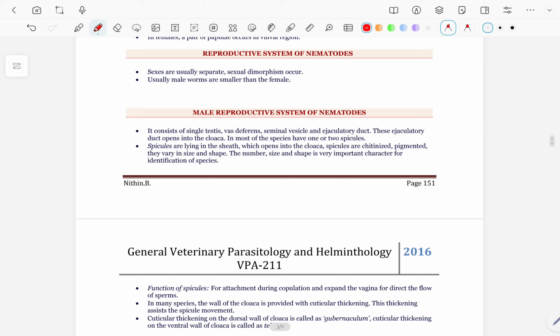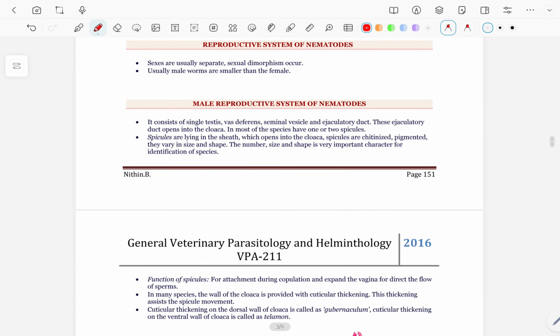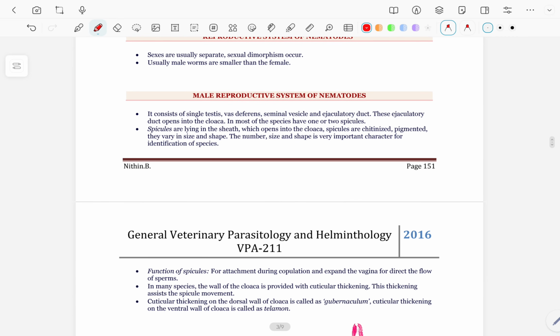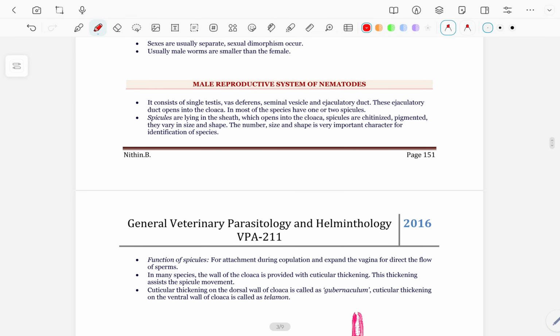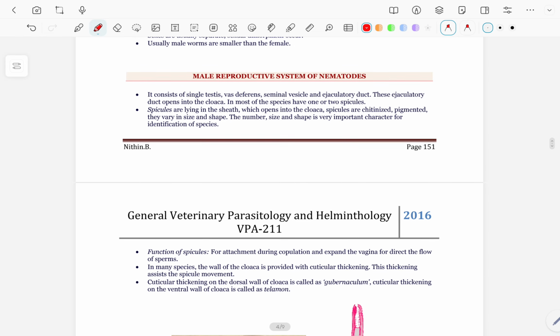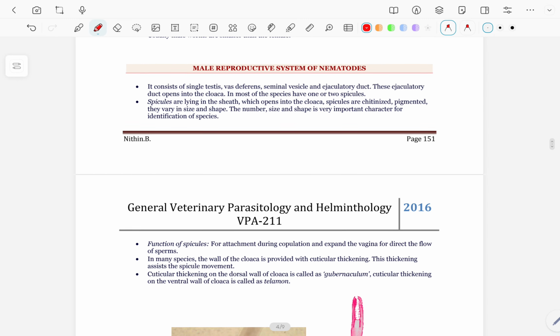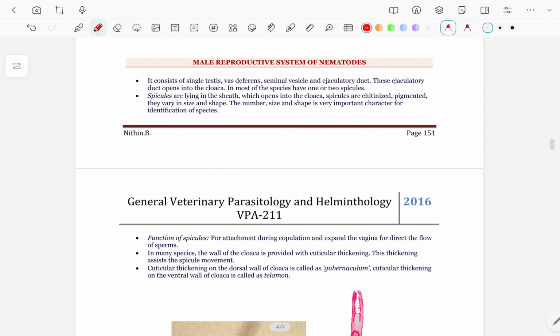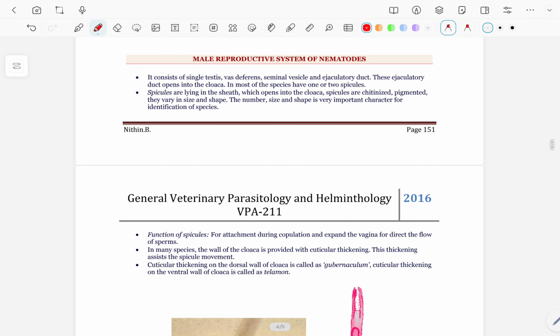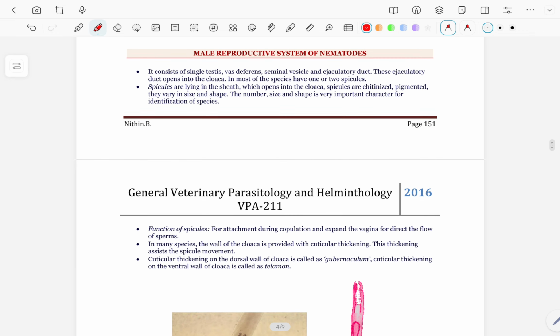Male reproductive system of nematodes. It consists of a single testis, a vas deferens, seminal vesicle, and ejaculatory duct. This ejaculatory duct opens into the cloaca. In most species there are one or two spicules. Spicules lie in a sheath which opens into the cloaca.